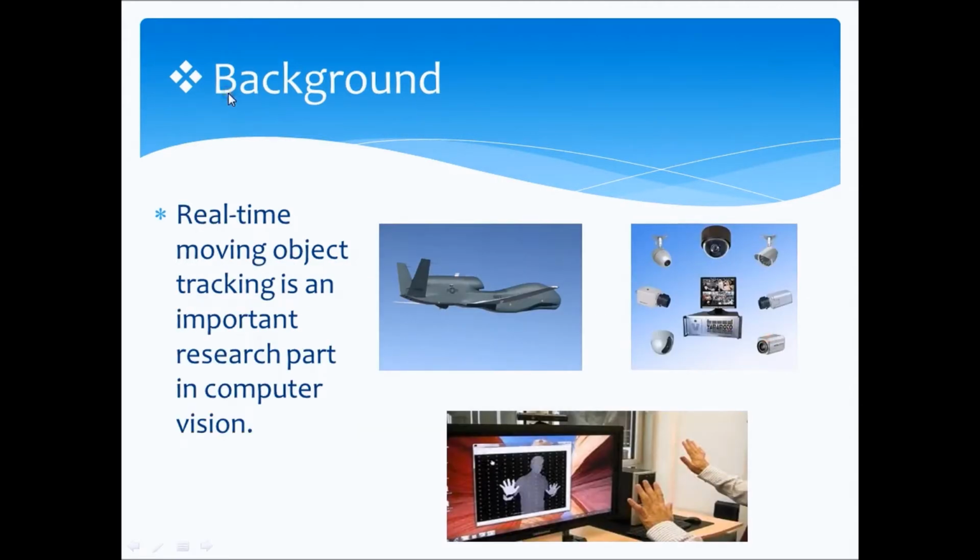Real-time moving object tracking is an important research part in computer vision. It involves knowledge in many fields such as mathematics, image processing, automation control, and pattern recognition, and it has been widely used in our daily life. For example, the UAV, the monitoring system, and the Xbox One.